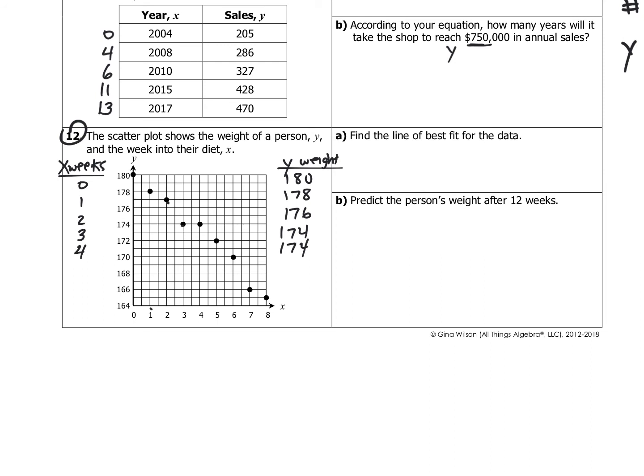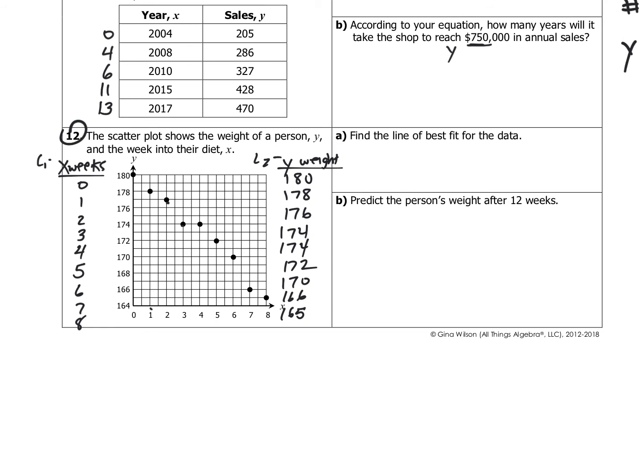5, 172. Back on track. 6, 170. And 7, 166. Oh, 4 pounds. And then 8, 163. I'm sorry, 165. Okay. So X goes in my L1. Y goes in my L2. And then calculate linear regression. I'm going to pause while I do that.